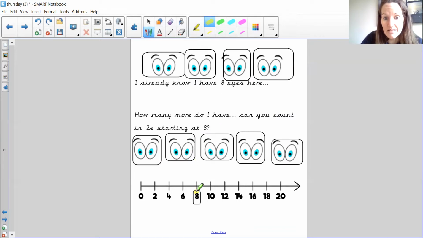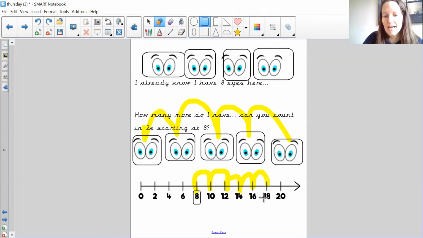So you can start at 8 and you can follow on the screen counting by twos. Okay, so I'm going to count up here. So we have 8 in our heads, and then we're going to go 10, 12, 14, 16, 18. Okay, so I've got 8 in my head, 10, 12, 14, 16, 18. So I have now 18 eyes all staring at me.